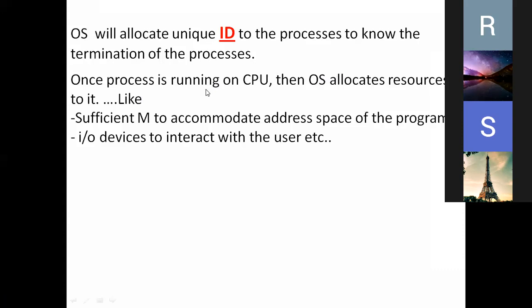Suppose the process is running on the CPU. In that case, the process will be in need of resources, and the OS will be able to allocate the resources based upon availability. Sufficient memory to accommodate the address space of the program can be one such resource, and another example is I/O devices to interact with the users. Once a process is running on the CPU, it can request resources, and the OS's responsibility is to allocate those resources to the process for its complete execution.